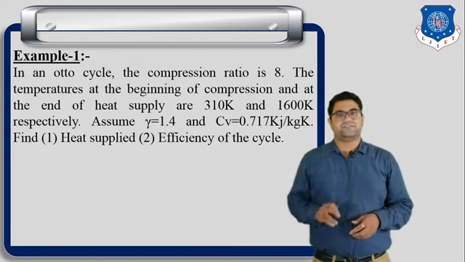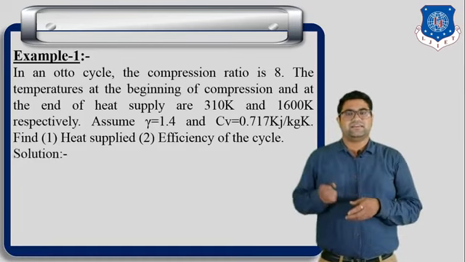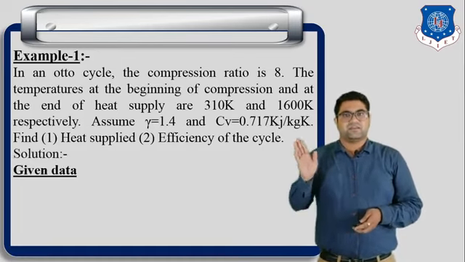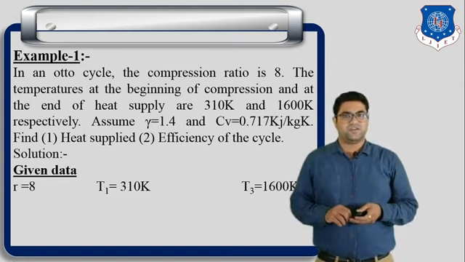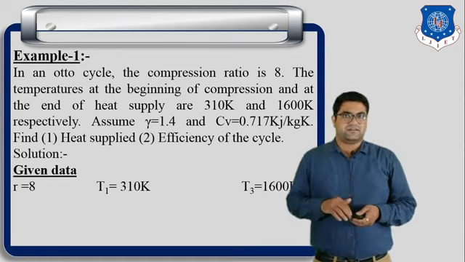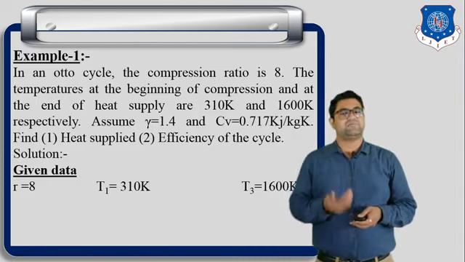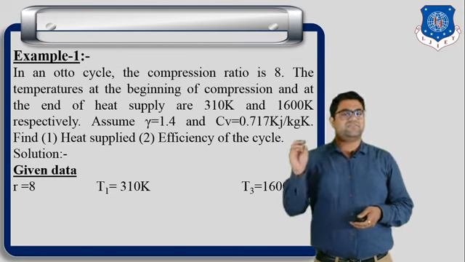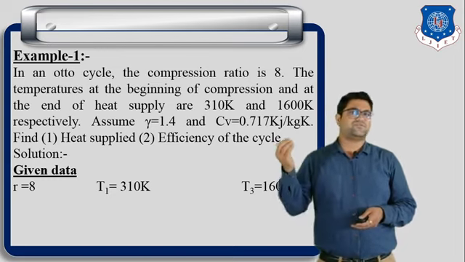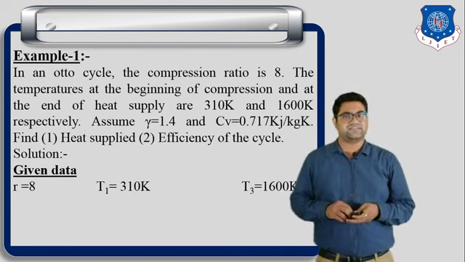So from this example we can write the given data: compression ratio small r is equal to 8. So we can directly calculate the efficiency as 1 minus 1 upon r raised to gamma minus 1. The value of small r is already given, that is 8, and the value of gamma is given, 1.4. So we can directly calculate the efficiency. Second, we have to find the heat supplied.